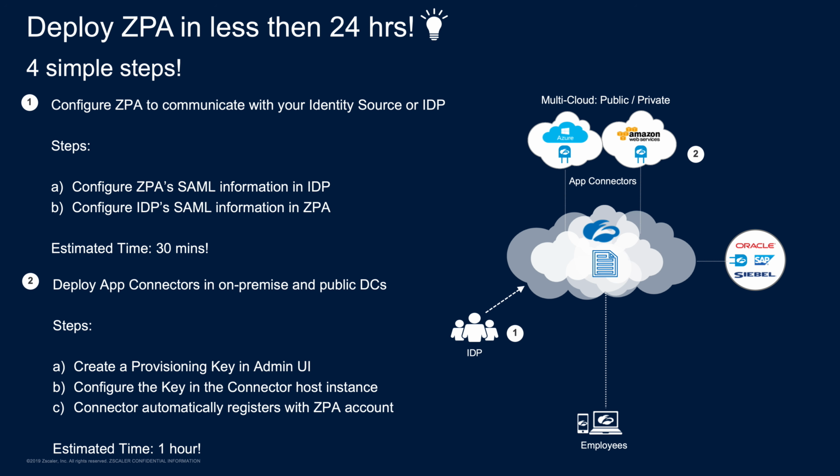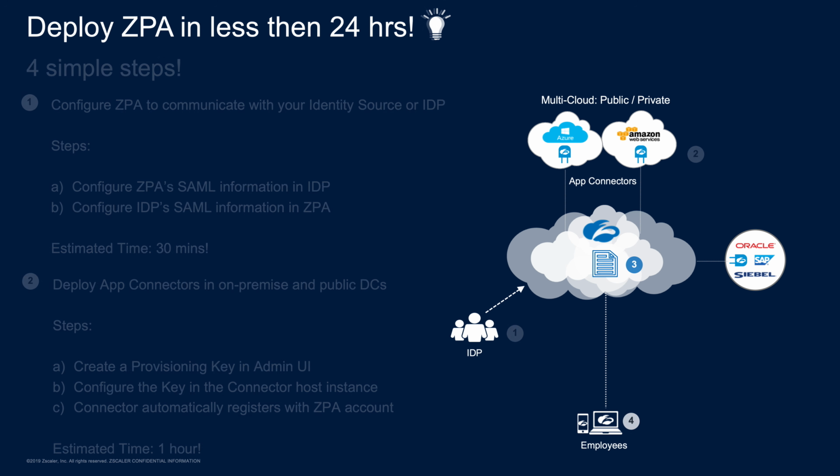Second part of the configuration, deploy the app connectors. We're going to deploy an app connector into AWS and into my physical data center. And we'll do that. We'll create a provisioning key in the Zscaler administration interface, drop those provisioning keys onto the connectors, and the connectors will join the cloud.